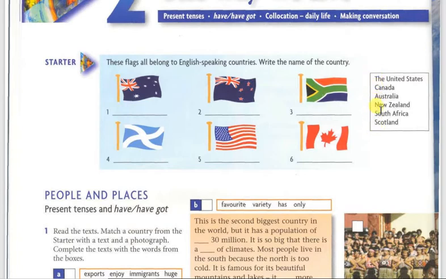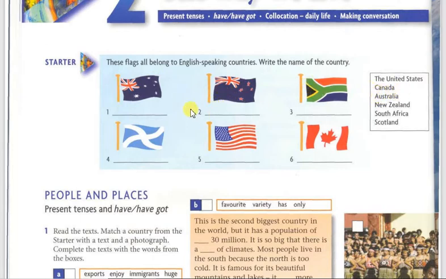Countries, names of countries we have here, and we have to match the name of the country with its flag. So I guess this is going to be easier for you. So the first flag is for Australia.